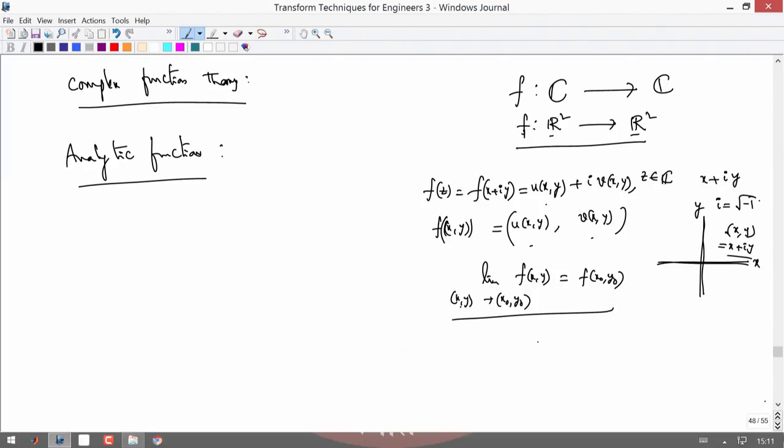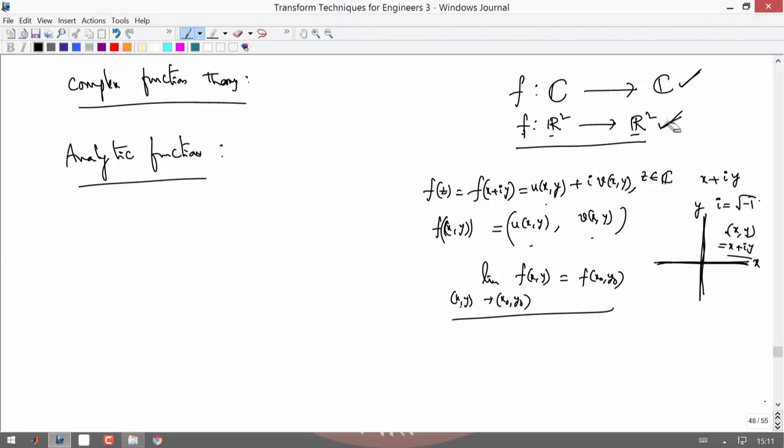So, topologically they are actually the same, but algebraically they are different. That is the difference between these two. Even topologically, open sets and closed sets are the same. But when you talk about differentiability, they have a difference here.